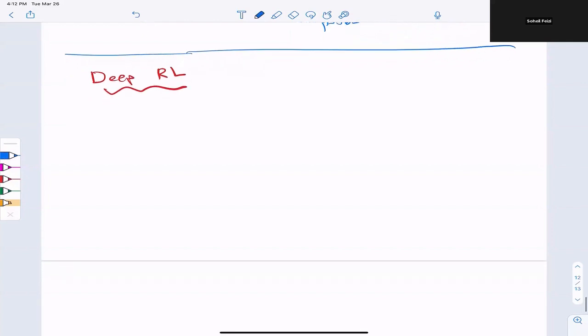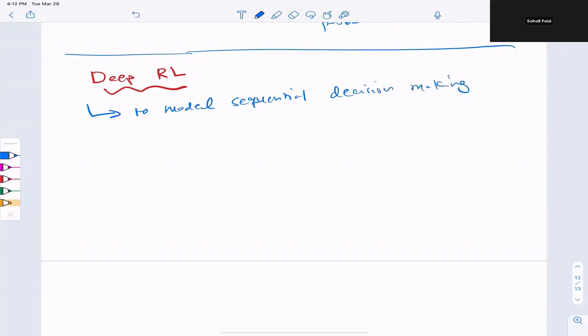Deep reinforcement learning, or reinforcement learning in general, is used to model the sequential decision making process. You can basically model the entire world as a reinforcement learning problem. You can model your life as a reinforcement learning problem.